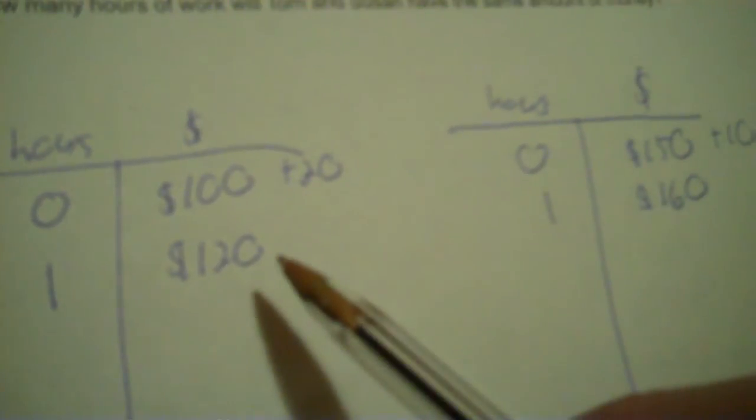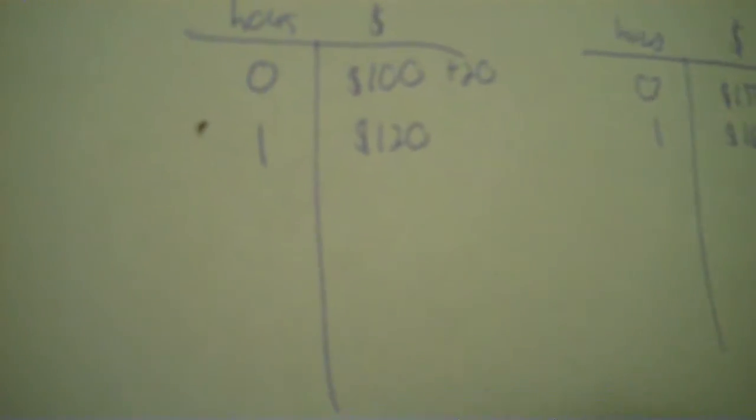So he started with $100, and she started with $150. Okay, so he works 1 hour, and I add 20. So it's $120. She works 1 hour, and we add 10. So it's 160. So they're not the same after 1 hour. They're 120 and 160. They don't have the same amount.